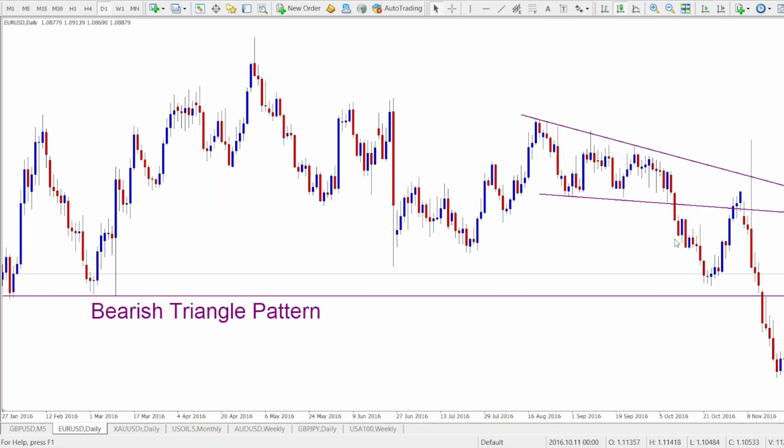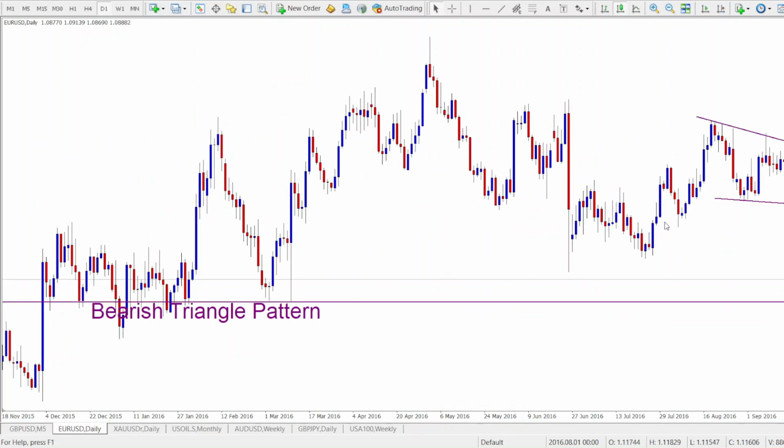Now secondly, you should be looking out for volume. A characteristic of the bearish triangle pattern is that as the pattern develops, you will often notice a decrease in trading volume.